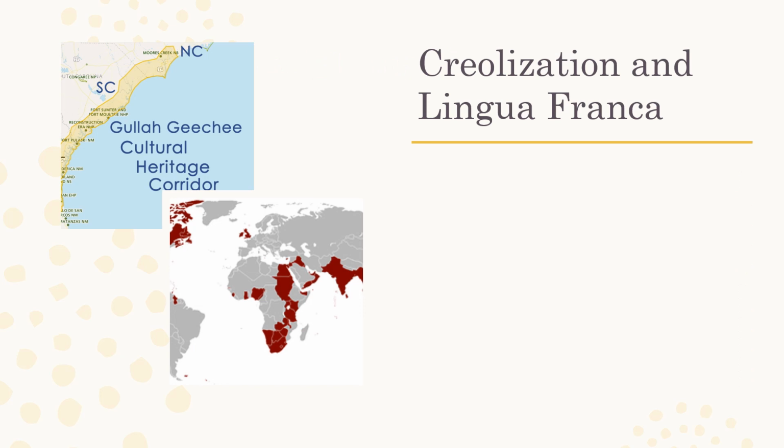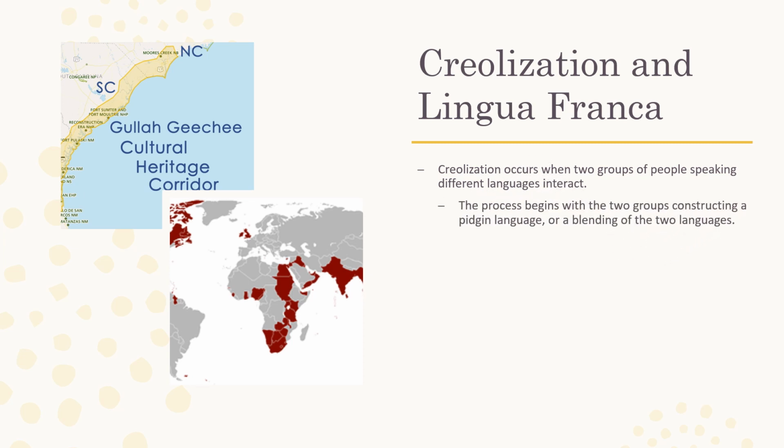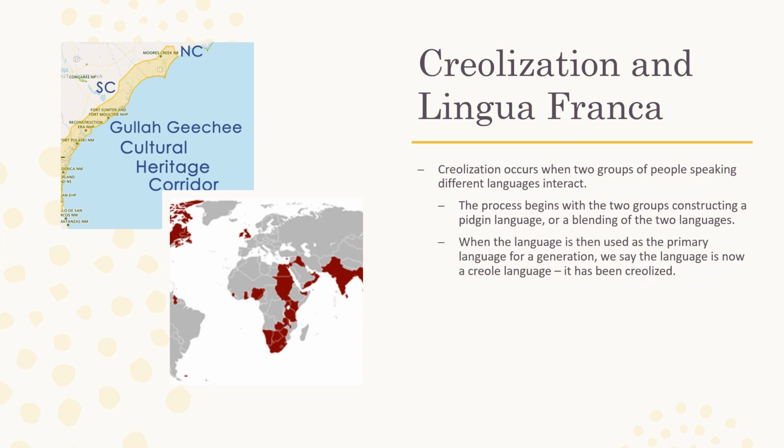So creolization and lingua franca, these are two terms that we use within language. Creolization occurs when two groups of people speak different languages, interact, and we see a blending of the two languages into a new language. So again, first, these two groups start to construct that new language, a pidgin language. And this is a blending of the two different distinct languages into what is a new language. Once that new language is the primary language for a generation, they don't really remember the older distinct languages that used to exist. We then say that language has been creolized. It is a Creole language.